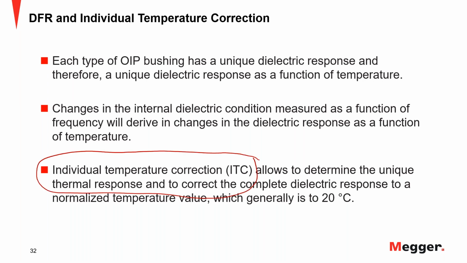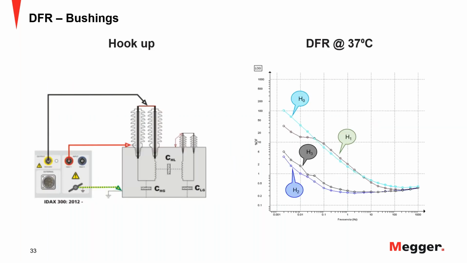We can provide you more information about it. Maybe not enough time today to go through all of that. And look at the hookup, right? When we are doing a DFR or a narrowband DFR test, it's basically the same connection, right? You will energize from the high voltage side, you will measure from the test tap, right? You're looking into the C1 insulation. Look at the graph that we have here.